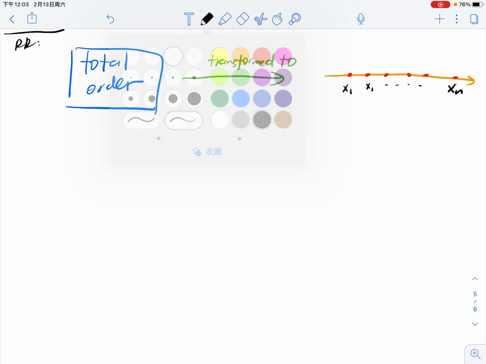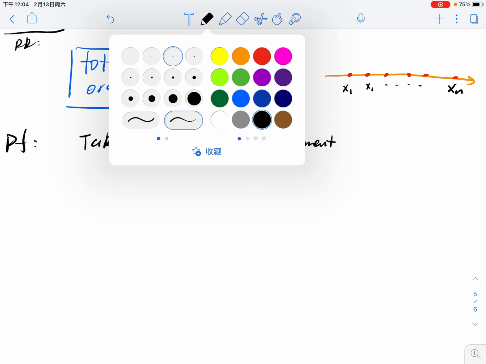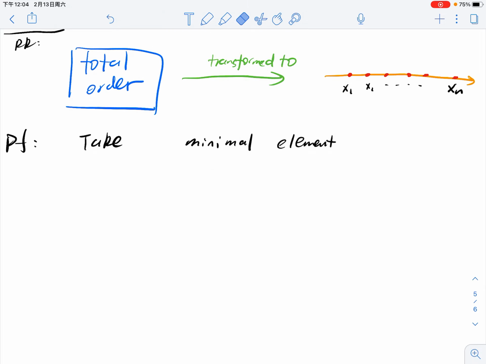Okay, and for the proof, you can look for it in your textbook, and I will give you the rough idea. The idea is quite easy. Take a minimal element. Actually, in this case, you only have a unique minimum element. Take the unique minimum element x1, and then consider X, get rid of x1. So define it to be X2.